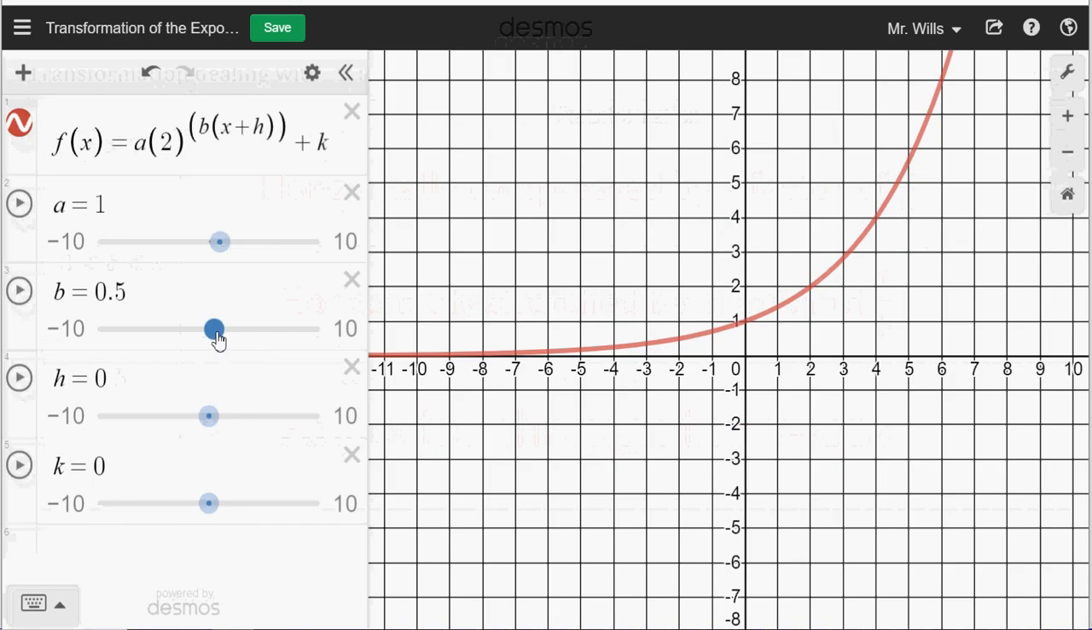So here it is, my b is 1, and let's look at b as negative 1. We can see that it's reflected through the y-axis, positive, negative, positive. It's like the exponential dance.